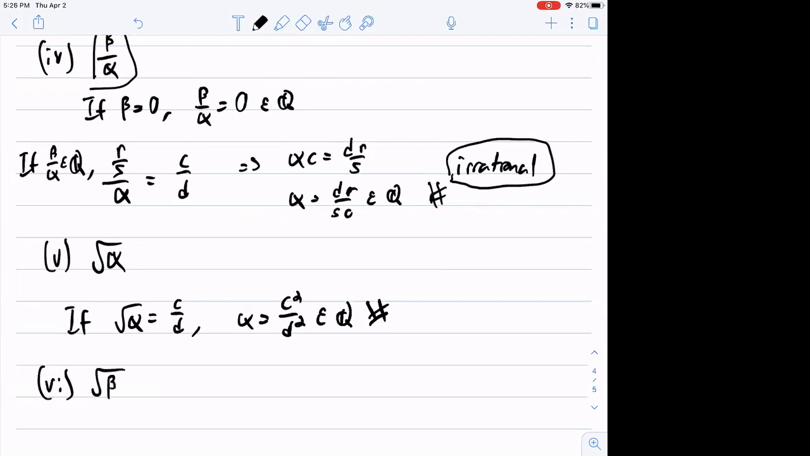I think this one should be clear, right? Root beta. So root beta is going to be what?